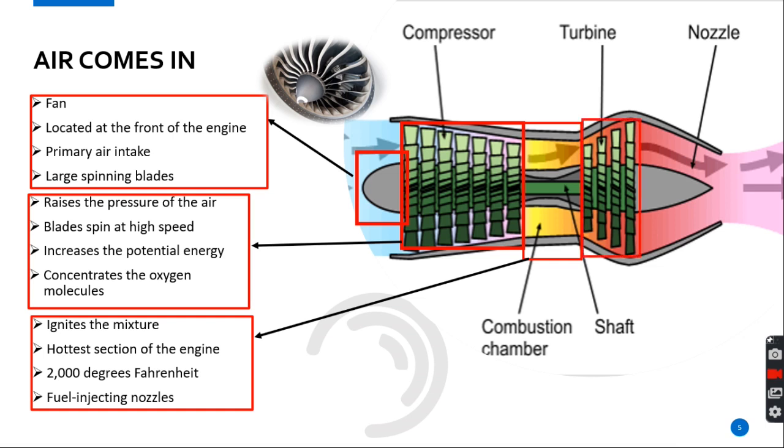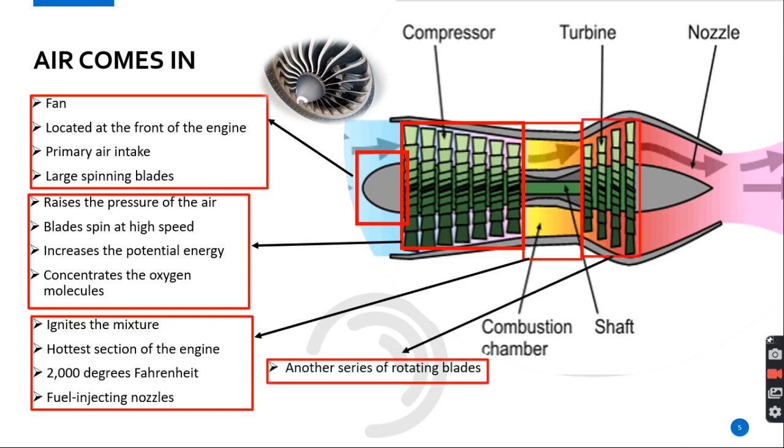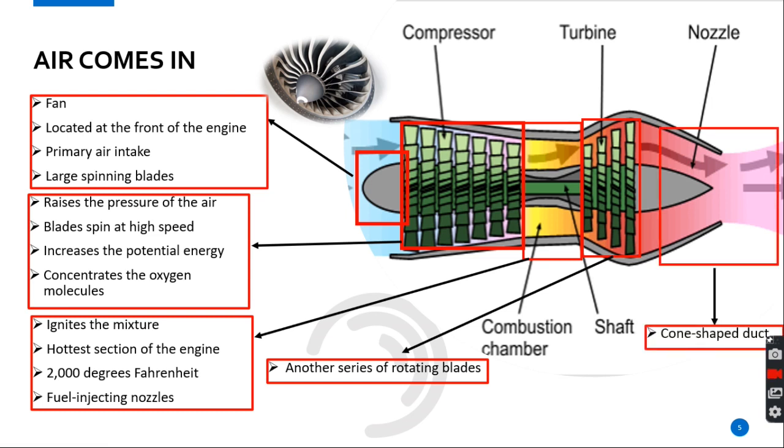The turbine. The turbine is another series of rotating blades that are driven by high pressure air leaving the combustor. The nozzle. The nozzle is a cone-shaped duct at the rear of the engine.